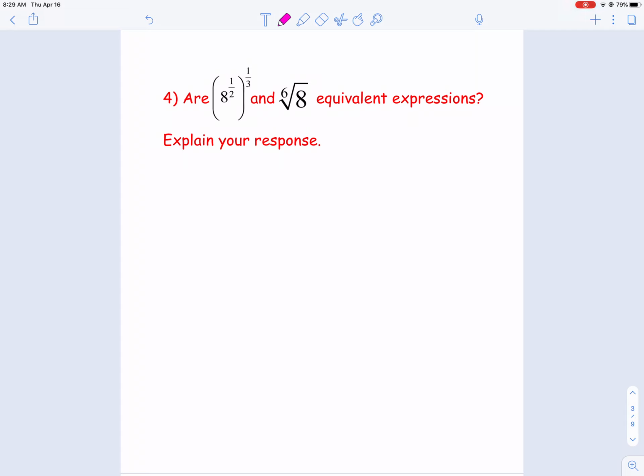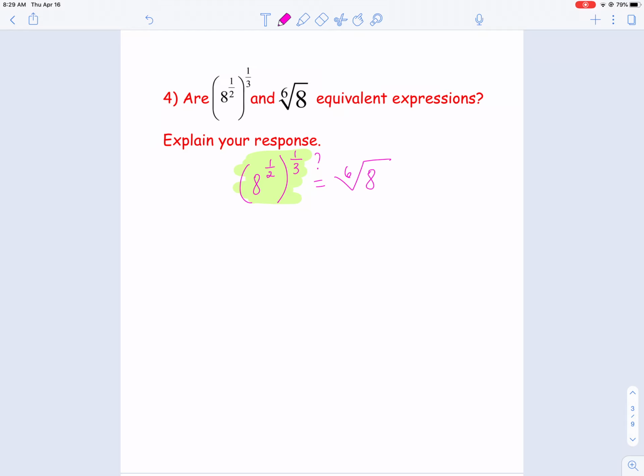Take a look at 4. Okay, so this is saying is 8 to the half raised to the third equal to the 6th root of 8? Okay, so this is like a little question mark. So you could do one of two things. You could work on one side or the other side. You could make 6th root of 8 back into a fractional exponent. You could work that way. Or you could take 8 to the 1/2 to the 1/3 and try to work it back into a radical form. So I'm going to work with this side, but you could do whatever one you want.